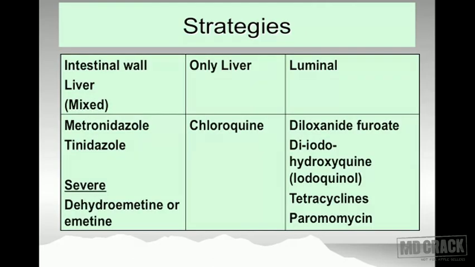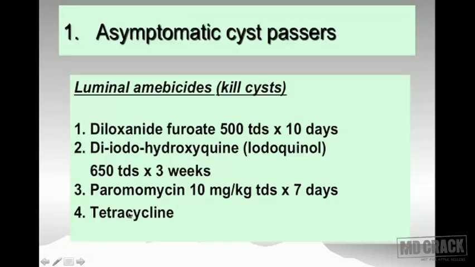Have a look at this table. Look at the slide. The first column is intestinal wall or liver. If the drug inhibits this, it's called a mixed amebicide. So you have metronidazole, tinidazole, and for severe illness, you have dehydroemetine or emetine. The second column, only liver, is chloroquine, and the luminal are diloxanide, diiodohydroxyquin, that's iodoquinol, tetracyclines, and paromomycin. I hope it's quite clear. Liver as well as intestinal wall is metronidazole and tinidazole as well as emetine. Let's go to the next slide.